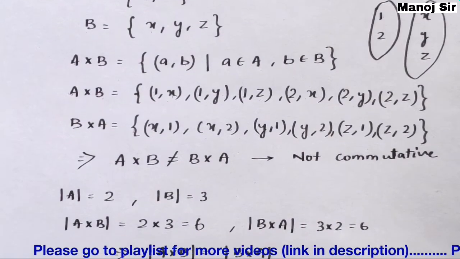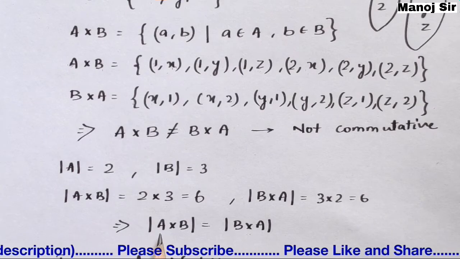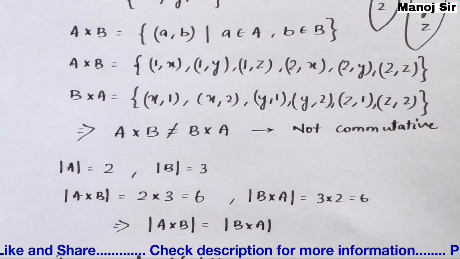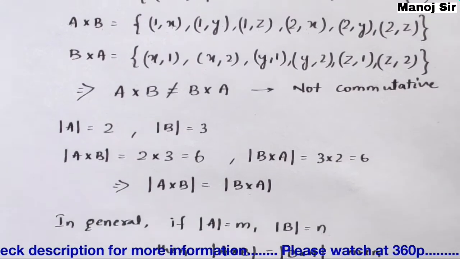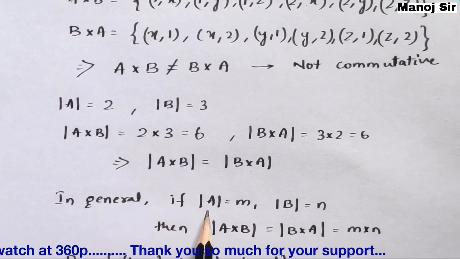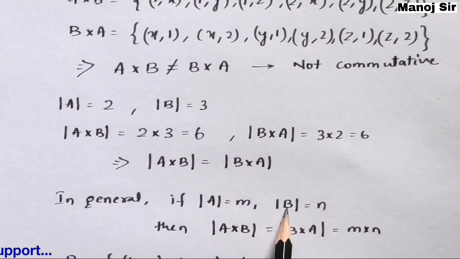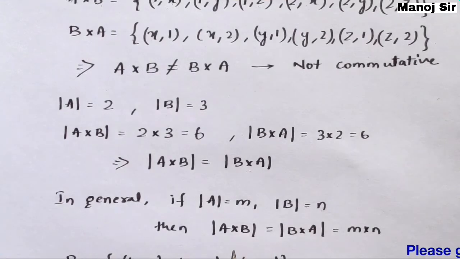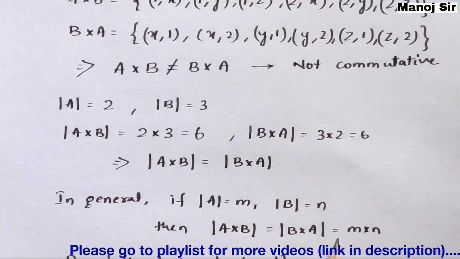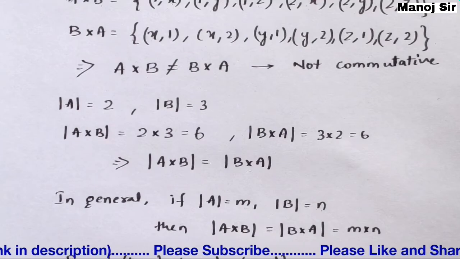Here we can say that the cardinal number of A cross B is equal to the cardinal number of B cross A. Both are equal. In general, if the cardinal number of set A is m and the cardinal number of set B is n, then the cardinal number of A cross B equals the cardinal number of B cross A, which is m times n or n times m. Both are the same.